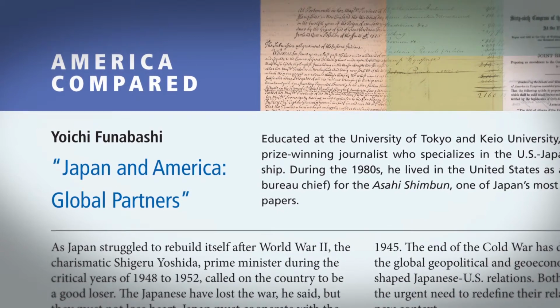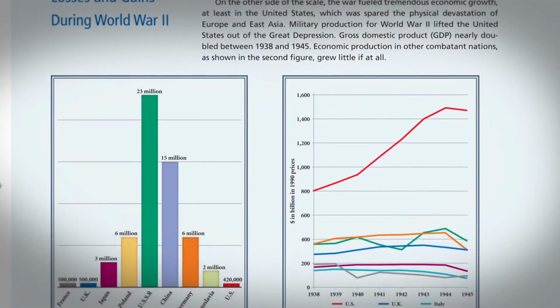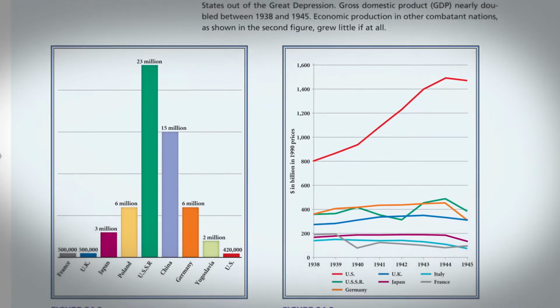We have several document features built into each chapter. One of my favorite, and it's a new feature in this edition, is called America Compared. So in every chapter, we take a particular set of issues or a particular question and look at how the United States, or before the United States, the Americas, experienced that particular question or issue in comparison to other places.